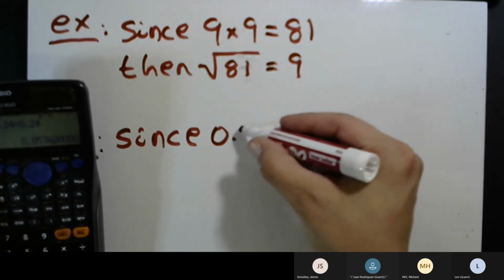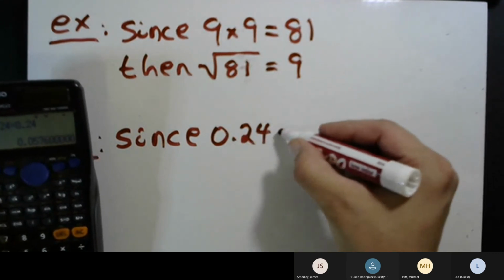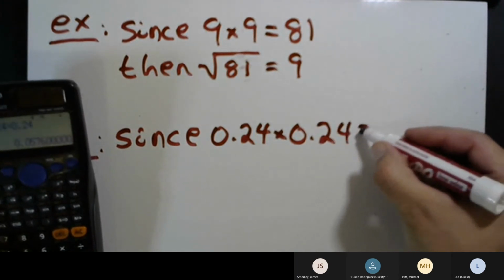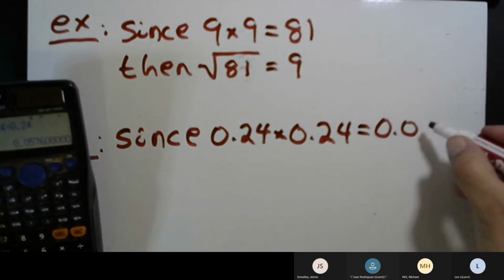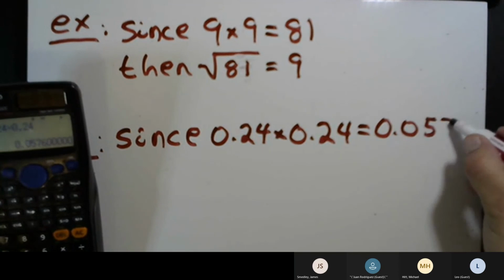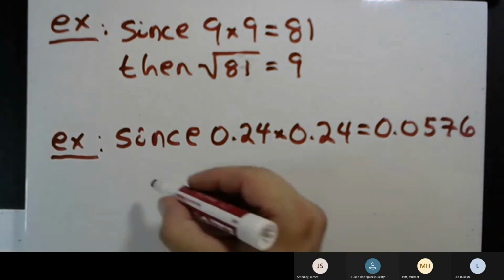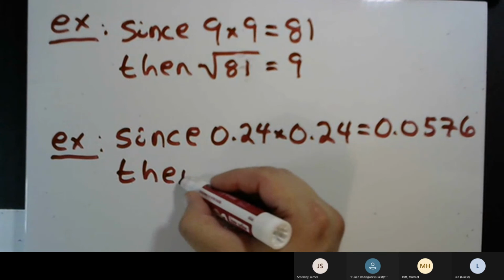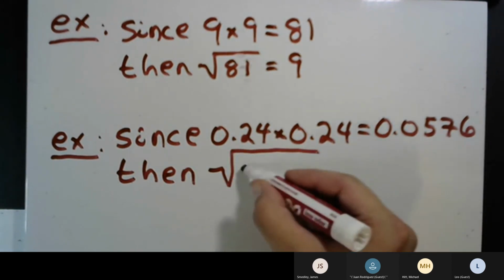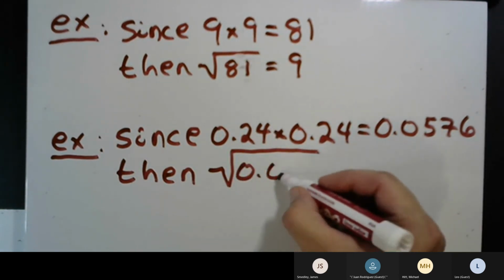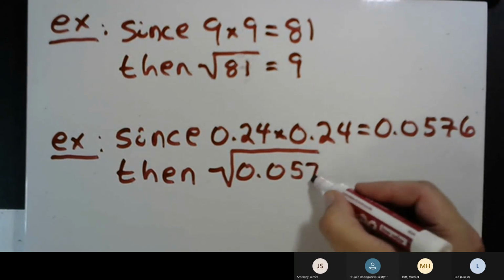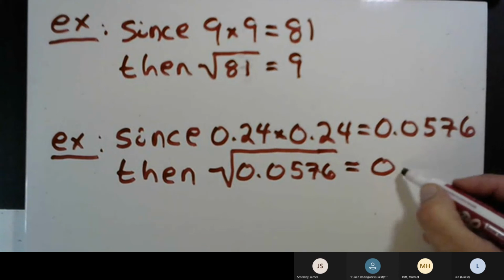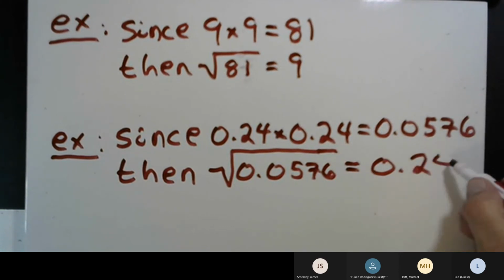So since 0.24, or 24 hundredths, times 24 hundredths gives you 576 10,000ths, then the square root of 576 10,000ths equals 24 hundredths.